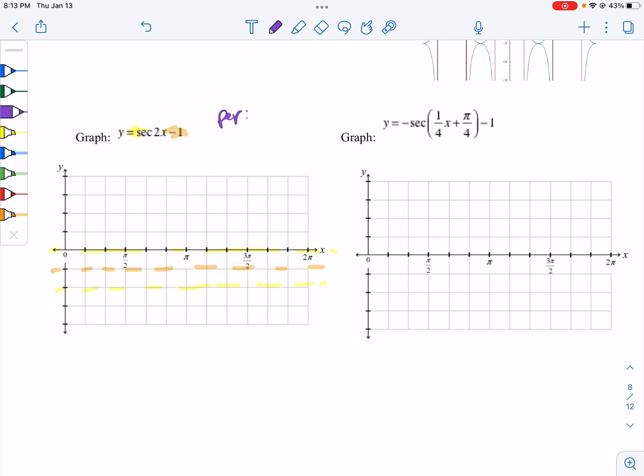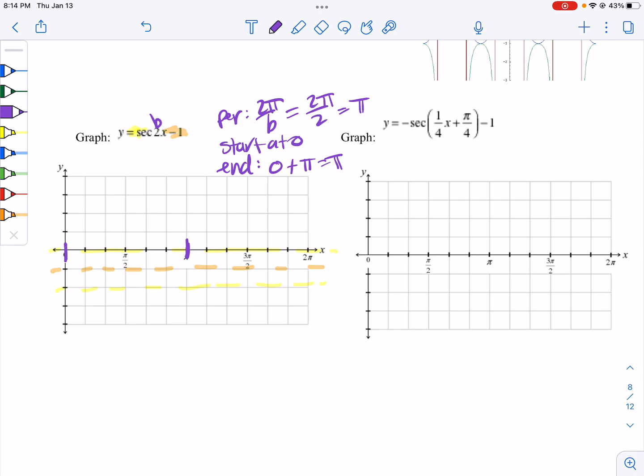Then the period is 2 pi divided by b. The b is the thing being multiplied by the x, which is 2, so that gives us pi. We have no shifting value, so I'm starting at 0. So start at 0, which means we're ending at 0 plus pi, which is pi. So a nice, more simplistic one. We start at 0, we end at pi.